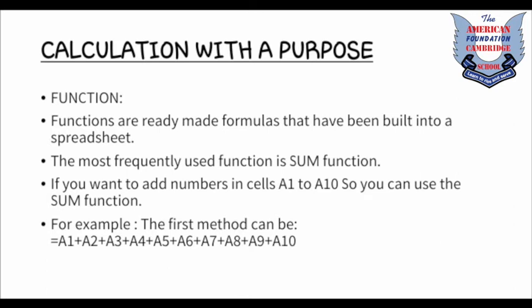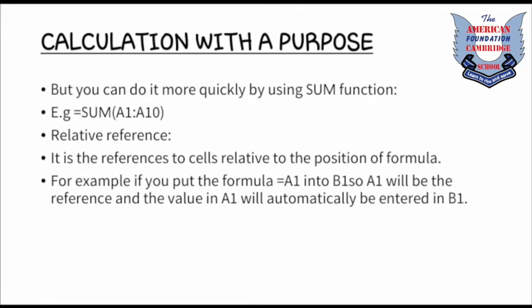For adding all these numbers, the first method is you type equal and then type all the cell names with the plus sign, and you will get the answer. But this is a very long method. The next, very easy and quicker solution is you can use the sum function. This is already given in Microsoft Excel.